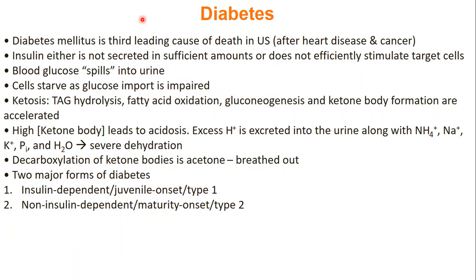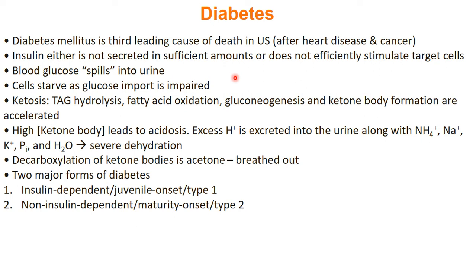In this video, we're going to look at diabetes and also cancer metabolism. Now, diabetes is the third leading cause of death in the United States after heart disease and cancer. And diabetes is caused by your body either not producing insulin or can't recognize that insulin is being produced. And so you'll have a buildup of glucose in your blood that will spill or be excreted in your urine.